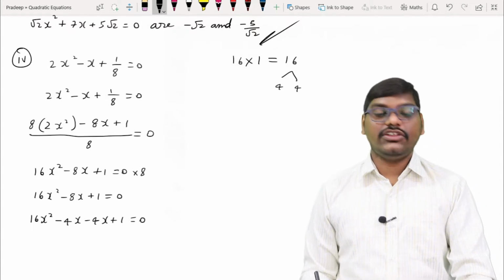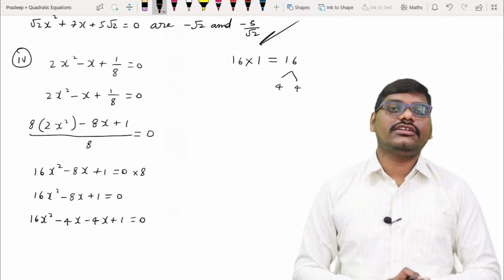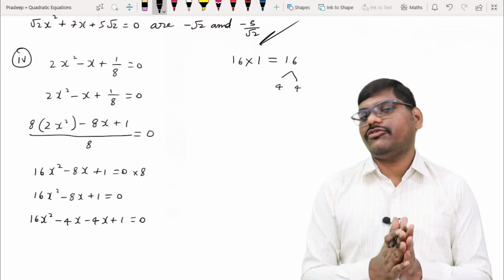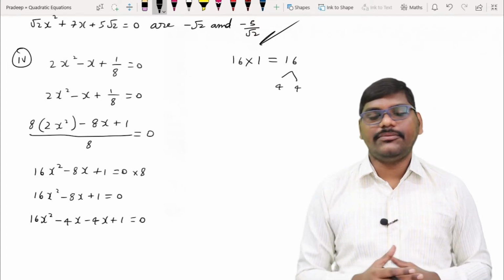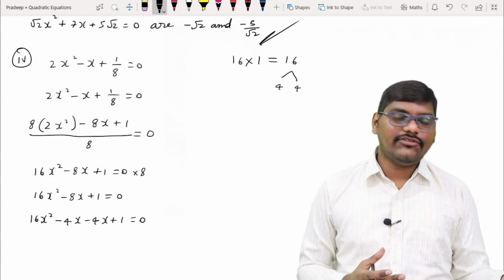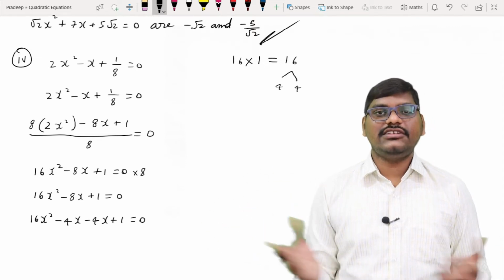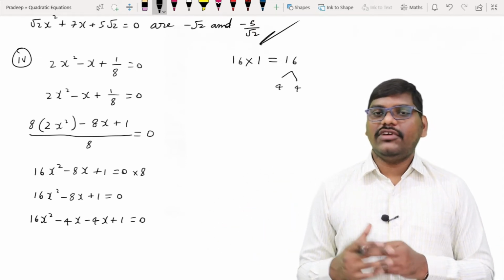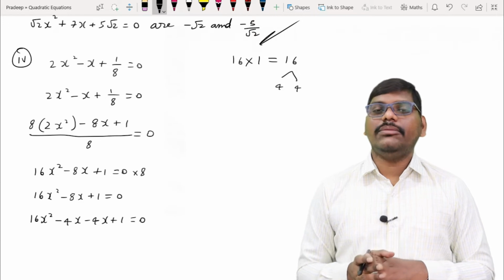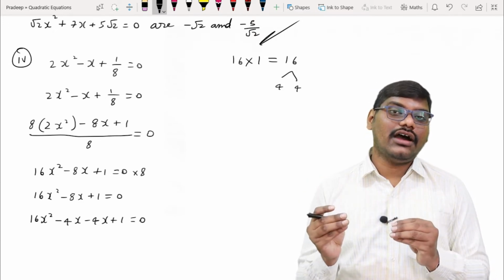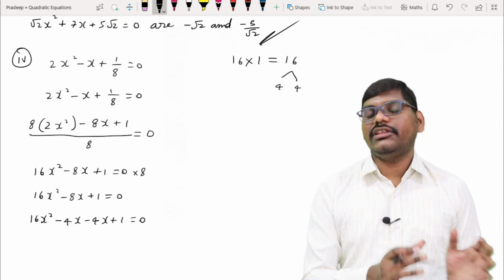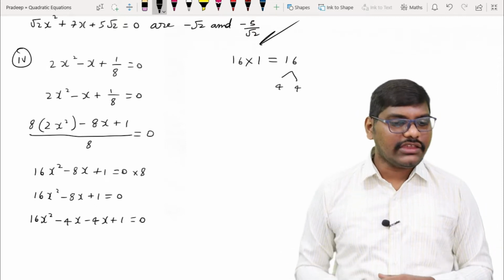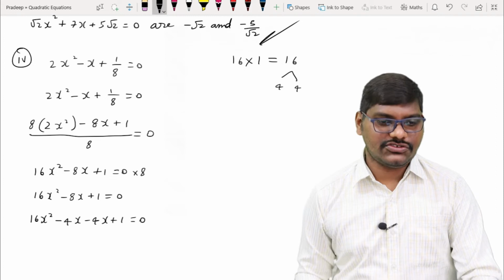By this you might have understood, after doing many problems, that whenever we have to find the factors, we always have to satisfy the middle term. We multiply the first term and the last constant term, find the multiples of that value, and that value should satisfy the middle term of the quadratic equation. Then we'll get the perfect roots.